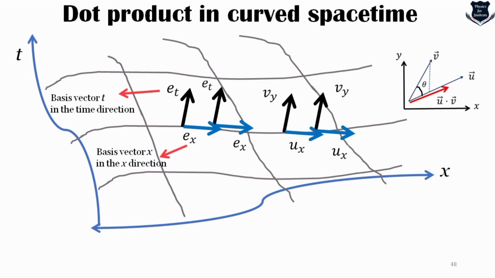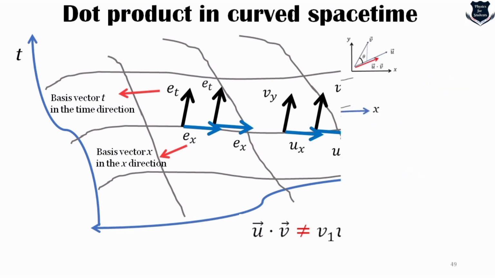So what it measures is that this basis vector measures time in the t direction, and this one measures basis vector x in the x direction. And remember that because we are dealing with curved space-time, we cannot say this one equals this. We need to introduce another property, which is called the metric tensor.